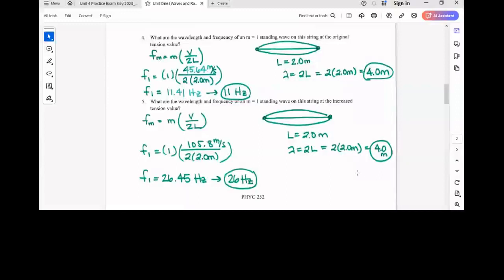Number 5, what are the wavelength and frequency of an m equals 1 standing wave on this string at the increased tension value? I'm using the same expression, but a new wave speed, so I'm not going to get the same frequency. Instead, I get a frequency that is greater. You get 26.45 hertz, which would round to 26 hertz, despite the fact that the wavelength is the same for number 4 as it is for number 5. Changing the tension changes the wave speed, which changes the frequency, as we can see when we look at the answers to number 4 and number 5. But the one thing that's staying consistent is the wavelength.